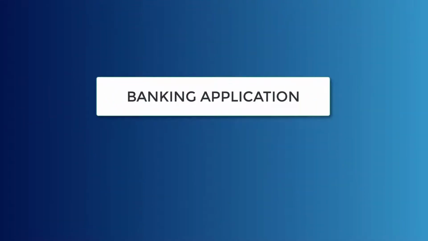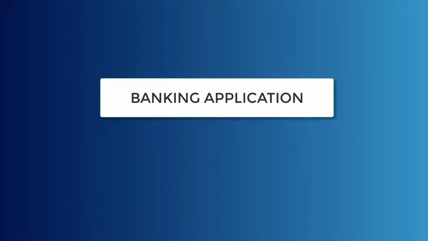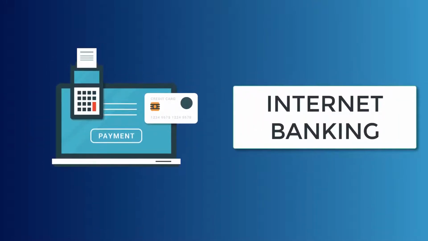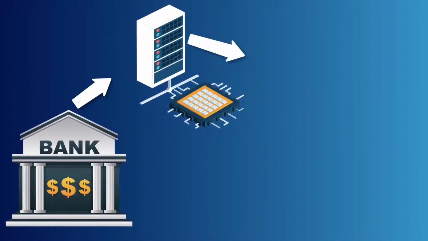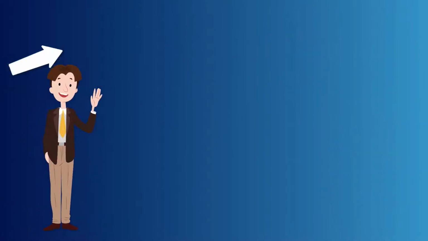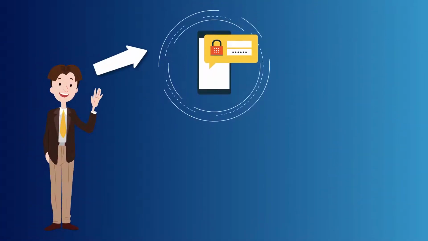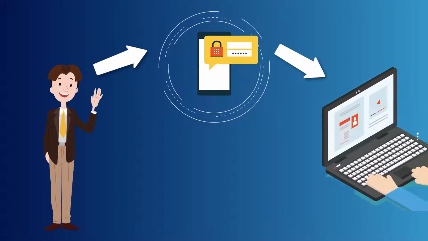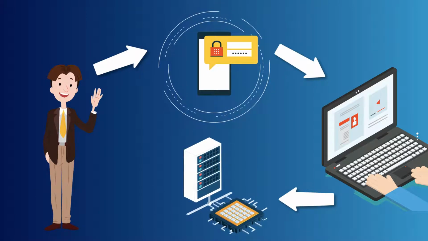For example, let us consider a banking situation. Banks usually provide internet banking facility to their customers through the internet. The bank has a main server computer in which it stores all the information and data of the customers. The customer is provided with login credentials, that is a username and a password, with which he can log in on his personal computer and access his information on the main server computer.